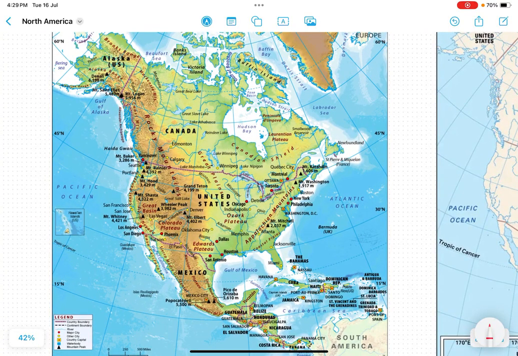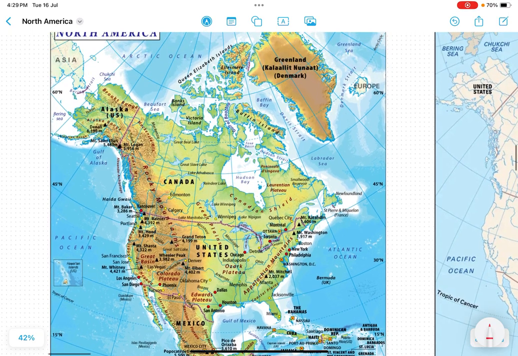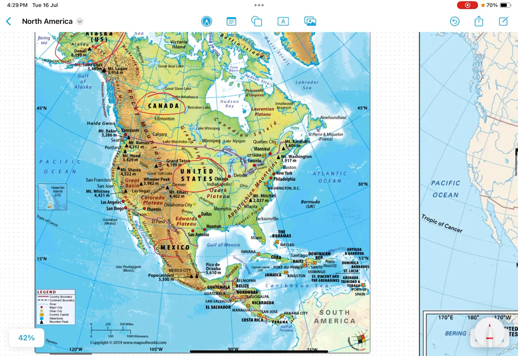Let's see some of the important places, important mountain ranges, rivers, lakes, oceans and gulfs that we need to study in North America. At the top we have Greenland, which is part of Denmark. Then we have Alaska, which is part of United States. We have Canada, the United States, Mexico. Then we have Guatemala, Belize, El Salvador, Honduras, Nicaragua, Costa Rica, Panama, and Cuba right here, and the rest of the countries that are called the Caribbean countries or West Indies.